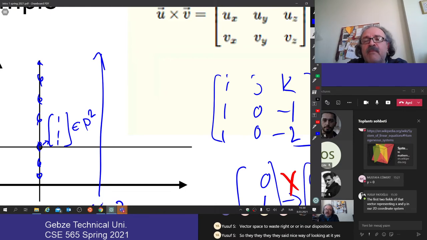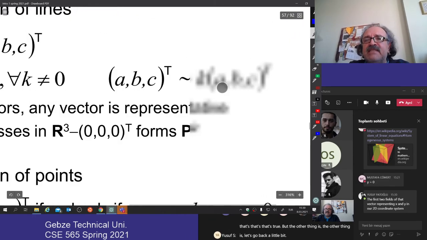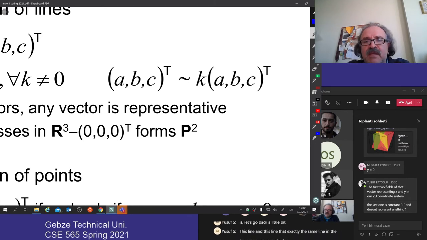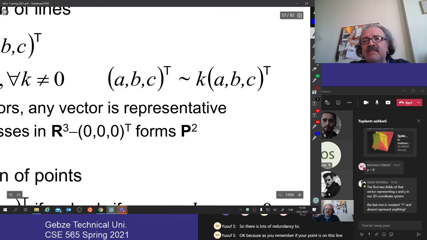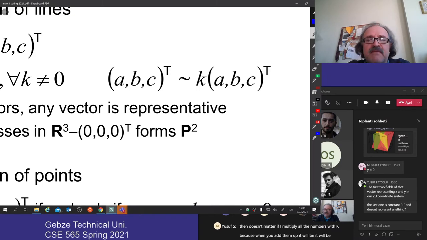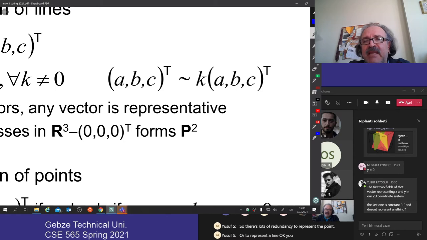Yes, that's true. But the other thing is, let's go back a little bit. This line and this line are exactly the same line in the homogeneous coordinate system. So there is lots of redundancy too. Because as you remember, if a point is on this line, then it doesn't matter if I multiply all the numbers with k, because when you add them up, it will be equal to zero, right? So there is lots of redundancy. To represent a point or to represent a line, you have infinitely many different ways of expressing it, including this one or any of these.